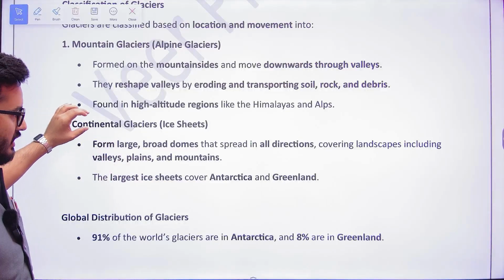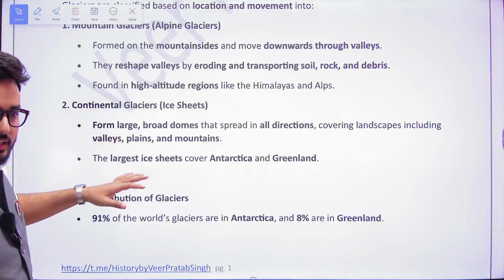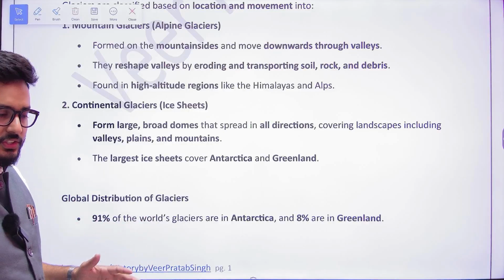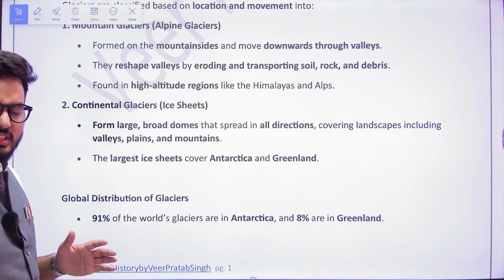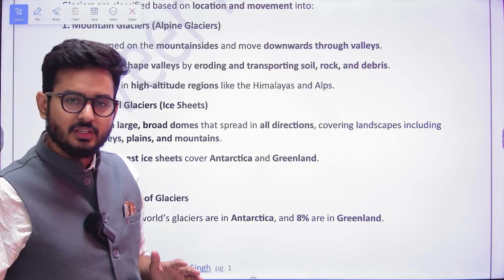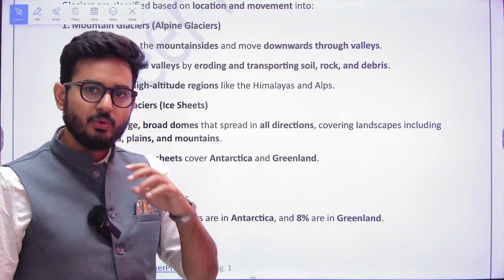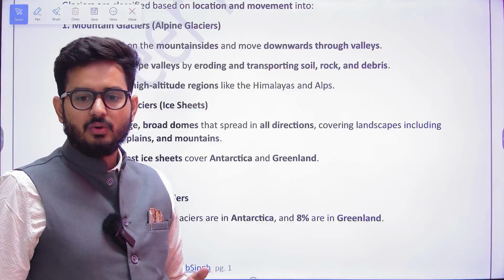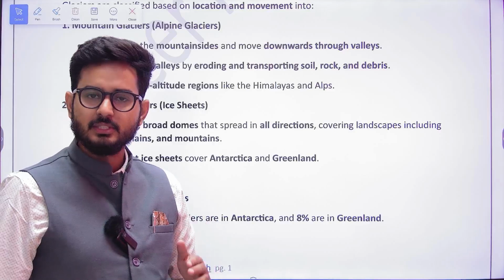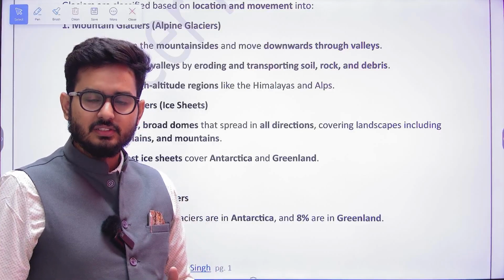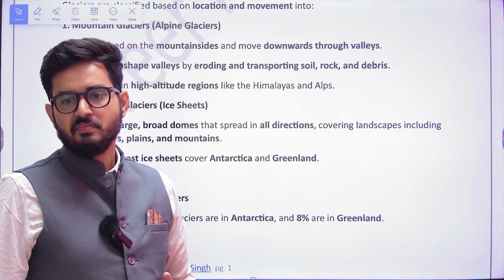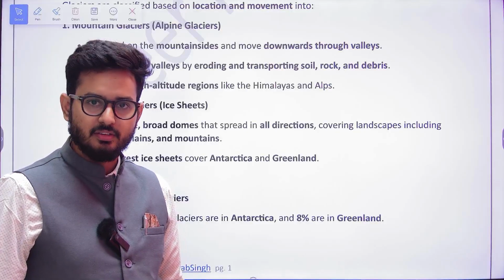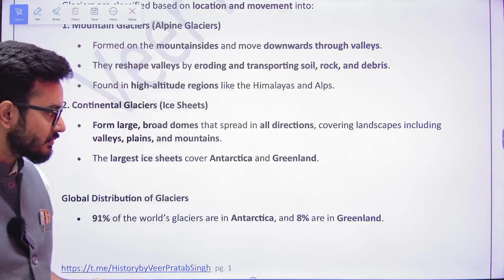Next is the continental glaciers. Okay, so these continental glaciers mean that the whole area is covered in ice, the whole area is covered with glaciers. Why? Because throughout the year there is going to be a certain type of temperature. For example, consider the polar areas. You take the North Pole and the South Pole, that is the Arctic and the Antarctic. Now, these areas are very high in latitude, where the sun rays are very much less. So because of that, these areas are generally cold throughout the year, and the water generally freezes, and then there is going to be ice.